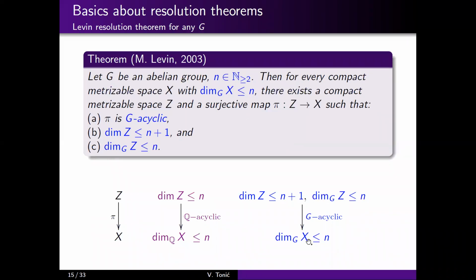And for that one, you can really put any abelian G here and G-acyclicity, but the best you can do for your dim Z on top is that dim Z is bounded by n+1, and dim_G Z is still bounded by n. So this space is still at least as good as that one, possibly better.